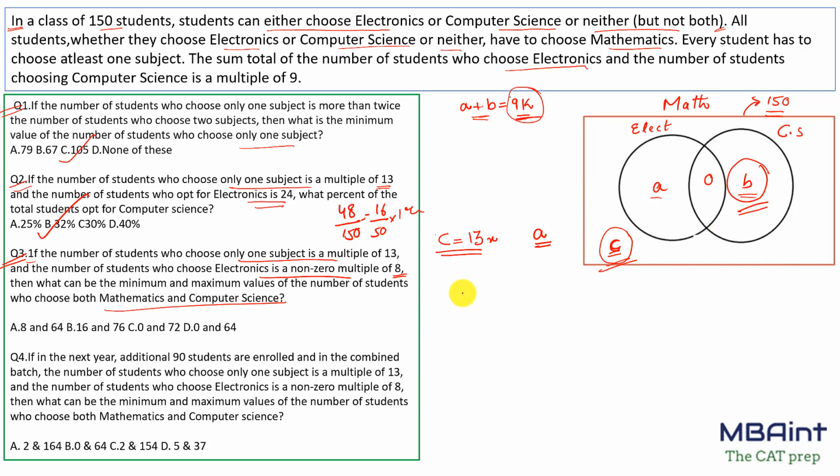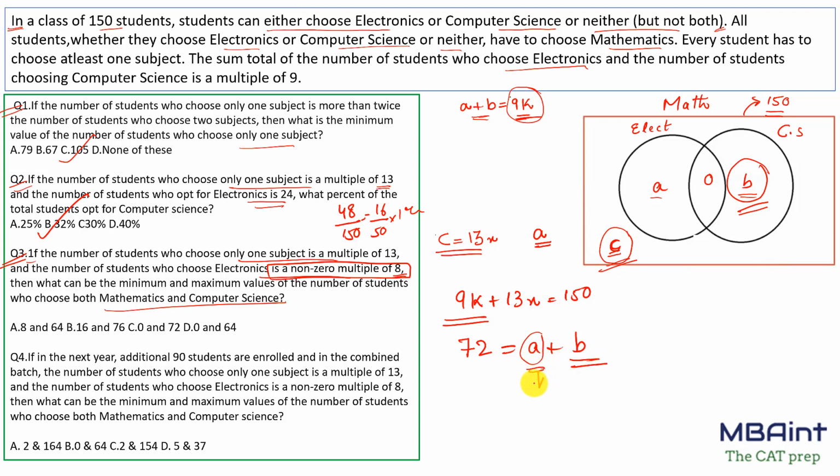So again, we'll go with the same method, that is 9k plus 13x equals 150. And the only integral solution that we got was 9k equals 72. And 9k is nothing but a plus b. Fine, and we have to find the minimum and maximum value of b. And what is a? A is mentioned as a non-zero integral multiple of 8. So the minimum value of a will give the maximum value of b, and the maximum value of a would give the minimum value of b.